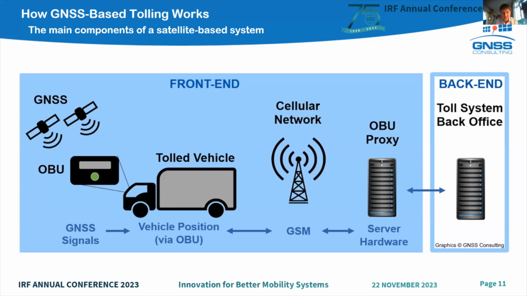They have different names, but the idea is the same. The data is transmitted to some back office, which is a proxy. An onboard unit communicates with the server, and somewhere along that chain it's determined where the vehicle has traveled and how much it should be charged. So that's the front end part, the whole box that's in light blue.